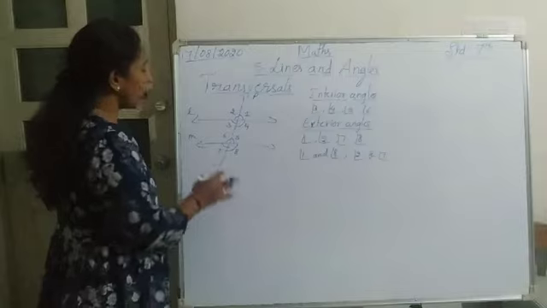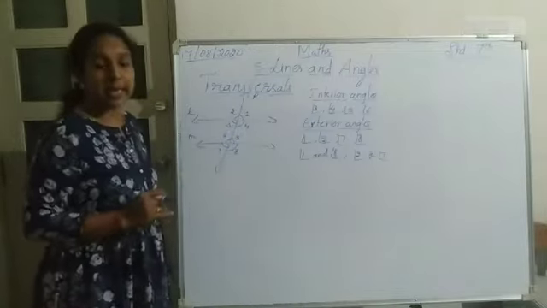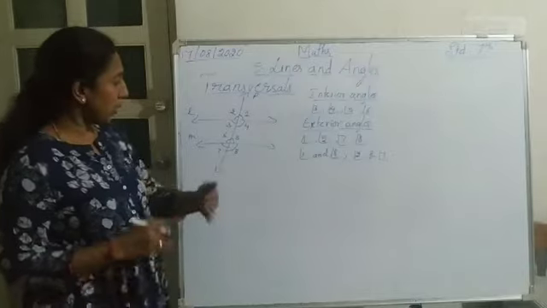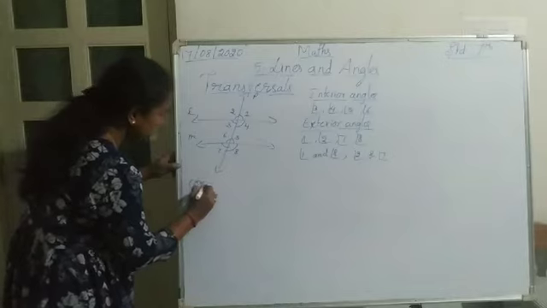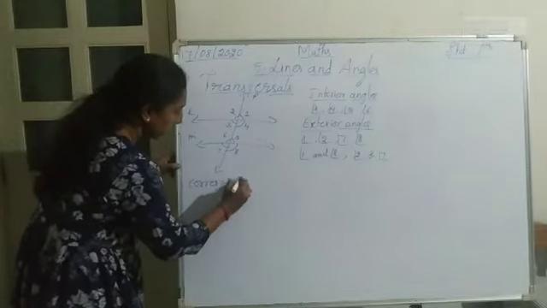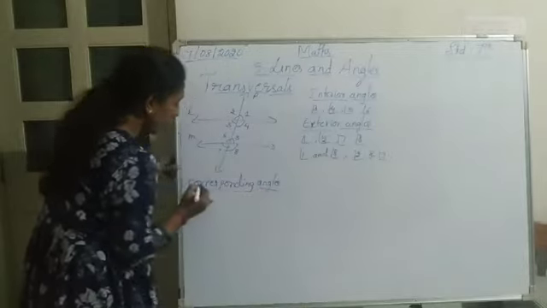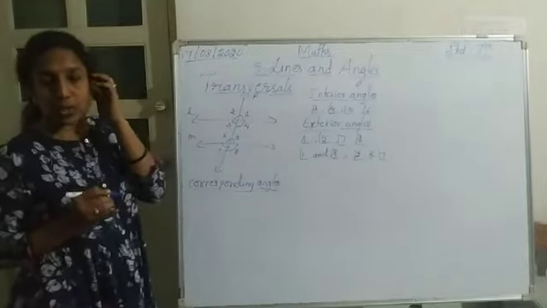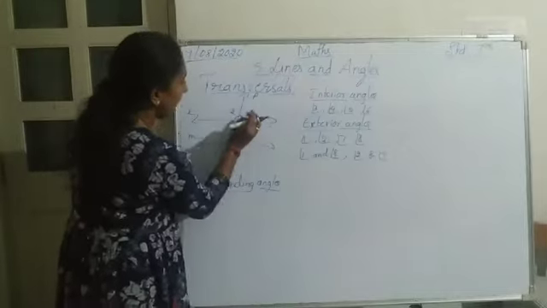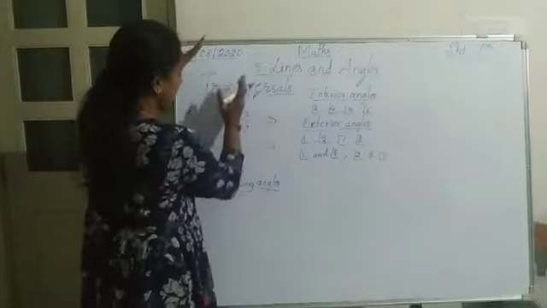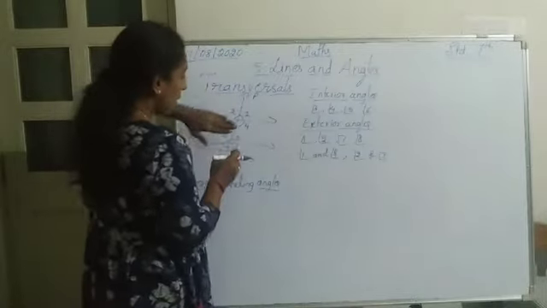So these are the interior angles and these are the exterior angles. Now we have learned that, let us come to the next one, that is called corresponding angles. What does corresponding angle mean? The corresponding angles are on the same side of the transversal, on both the lines.